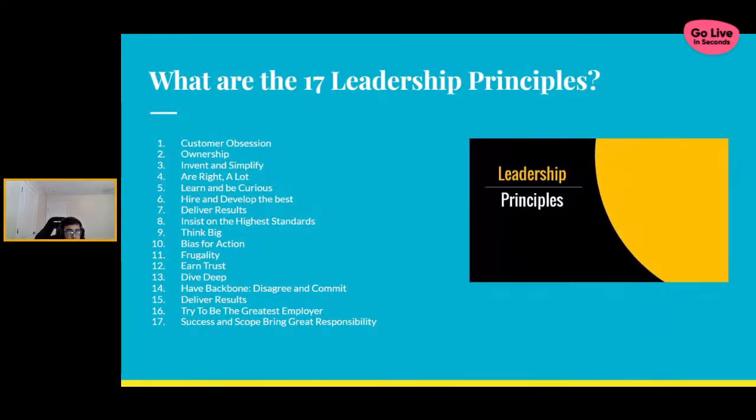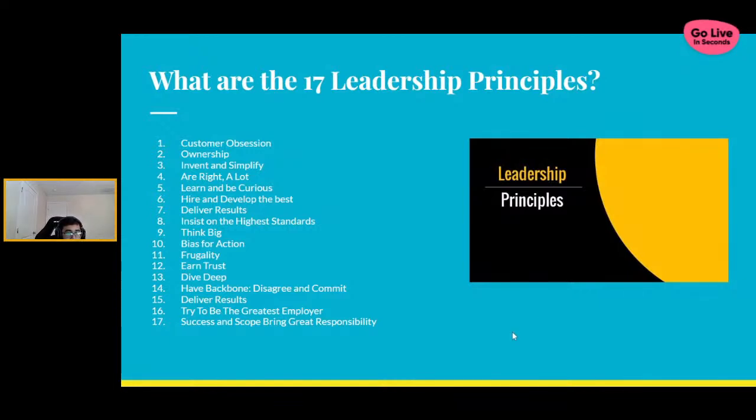Number 1, customer obsession. Number 2, ownership. Number 3, invent and simplify. Number 4, write a lot. Number 5, learn and be curious. Number 6, hire and develop the best. Number 7, deliver results. Number 8, insist on the highest standards. Number 9, think big. Number 10, bias for action. Number 11, frugality. Number 12, earn trust. Number 13, dive deep. Number 14, have backbone, disagree, and commit. Number 15, deliver results. Number 16, try to be the greatest employer. And finally, number 17, success and scope bring great responsibility.